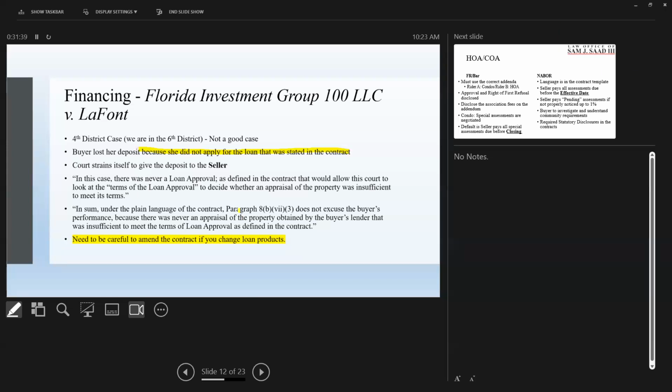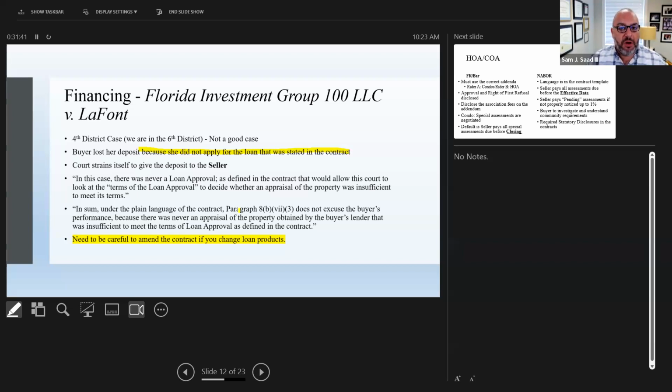Right, but remember, NABOR and FRBAR both require good faith and diligent effort. And if you get loan approval under NABOR, I have often argued on behalf of the seller that the buyer cannot just terminate and get their deposit back because they got loan approval. That hasn't been tested, and we've had to work it out in every case. But I'd be very careful if I got loan approval about trying to terminate under the NABOR contract.